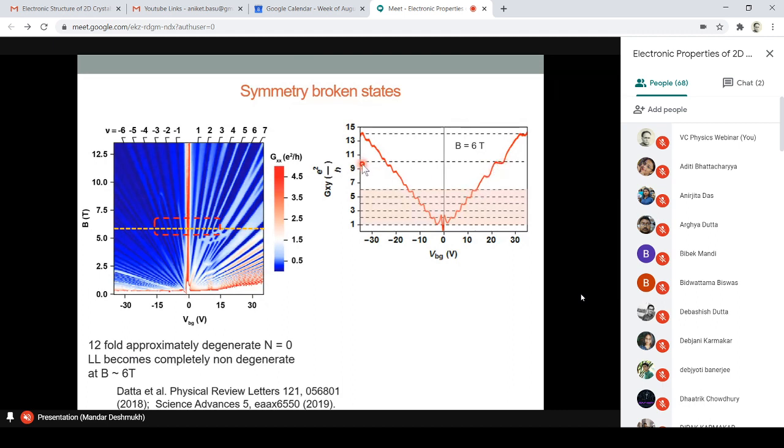These are plateaus which quantize at integral multiples of these. Why they occur in units of 4 or units of 2 or units of 1 depends on the underlying physics, and I indicated to you the symmetry of the system.